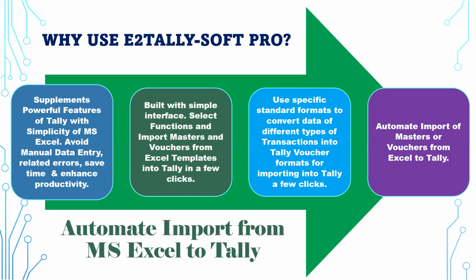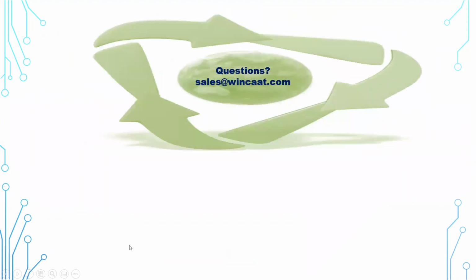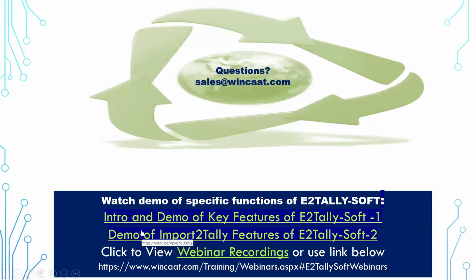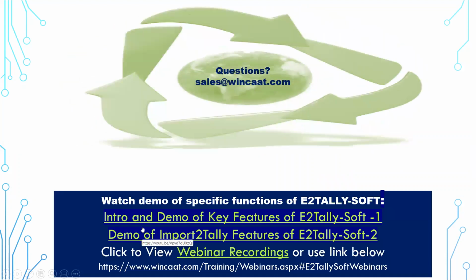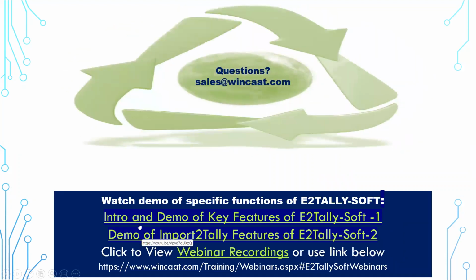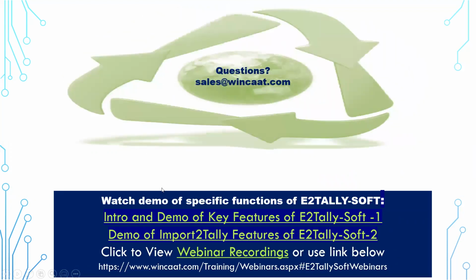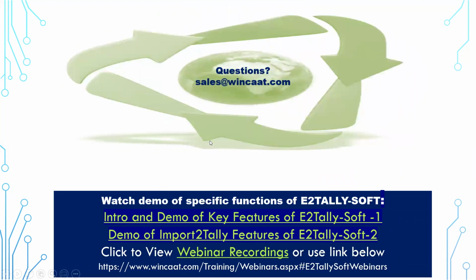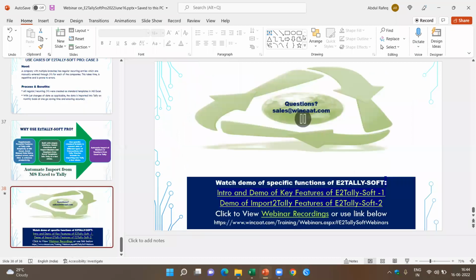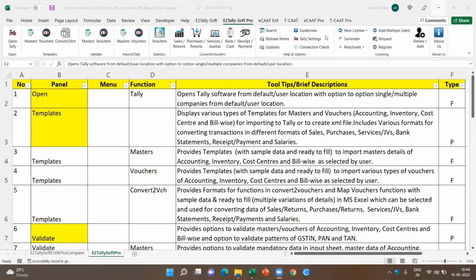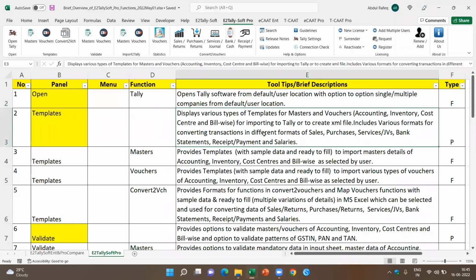So this summarizes the discussion we had so far. Why use E2TallySoft Pro? In short, you can automate import of the masters and vouchers from Excel to Tally. This is broadly what I wanted to give you, a quick synopsis of what the software is all about. I wanted to spend more time on the practical aspects and give you a demo of specific functions. If you've got any questions, I'll take the questions. Otherwise, I'll walk you through the software.